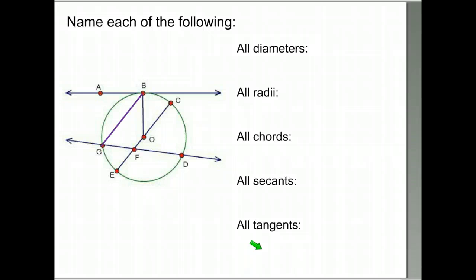Now let's identify once again. This time we're going to name the segment. They want us to name all of them that qualify. So first they want all diameters. Again, a diameter has to go from one edge of the circle to the opposite side, and it has to pass through the center. The only line I can see that does that is the line that goes through the center of the circle and from one side to the other. So CE would be the only diameter for this circle.